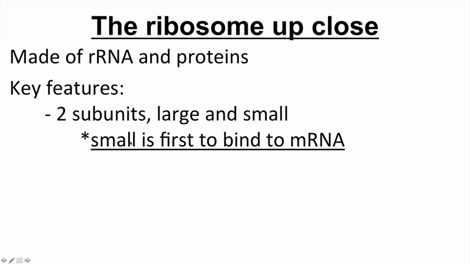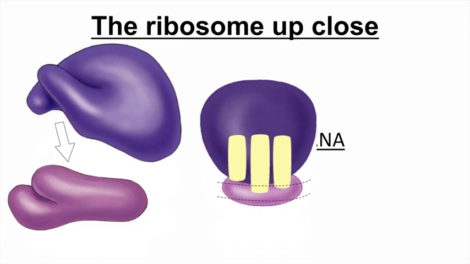So if we take a look at the ribosomes, ribosomes are made out of rRNA and proteins, and it has 2 parts to it. So there is a small subunit and a large subunit. Okay, so a large subunit and a small subunit, and then here they come together, and right here is where the mRNA would attach, and these are special sites for tRNA to come in.